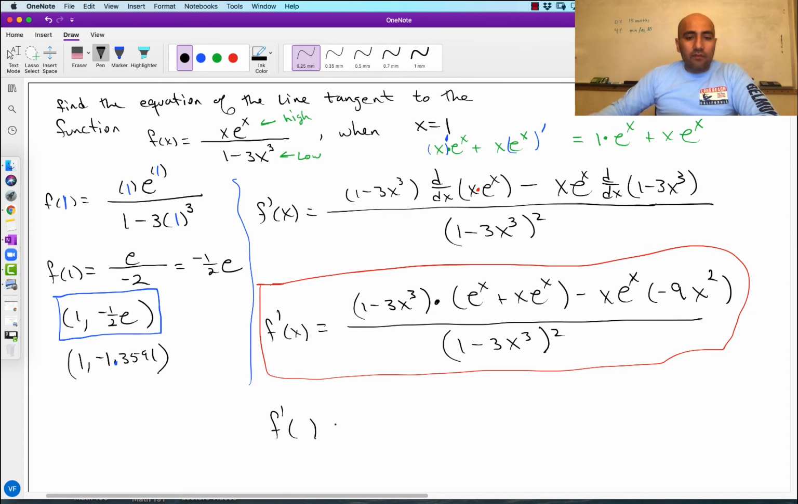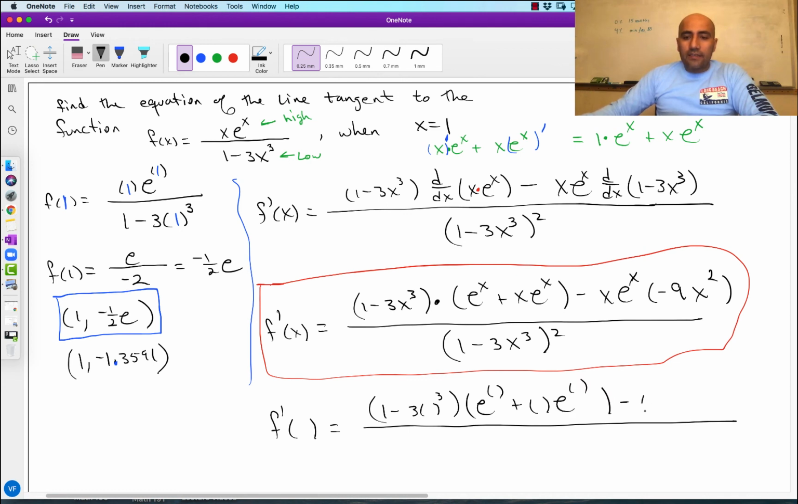It's going to be the derivative evaluated at 1, and it's going to be this giant fraction: 1 minus 3 blank to the third power, times e to the blank plus blank e to the blank, minus blank e to the blank times negative 9 blank squared, all over 1 minus 3 blank cubed, and then the whole thing raised to the power of 2.